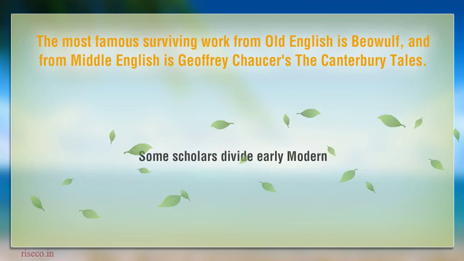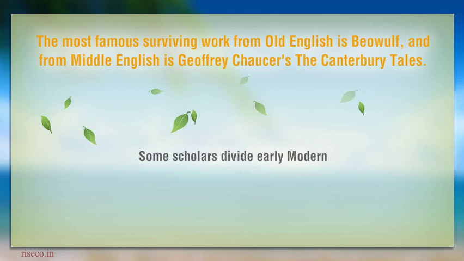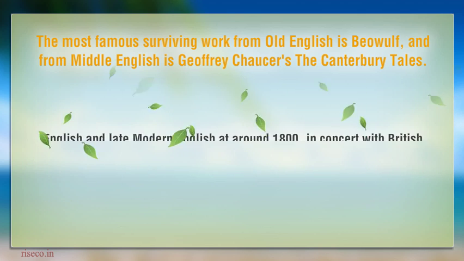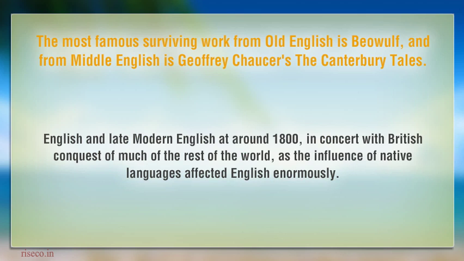Some scholars divide early modern English and late modern English at around 1800, in concert with the British conquest of much of the rest of the world, as the influence of native languages affected English enormously.